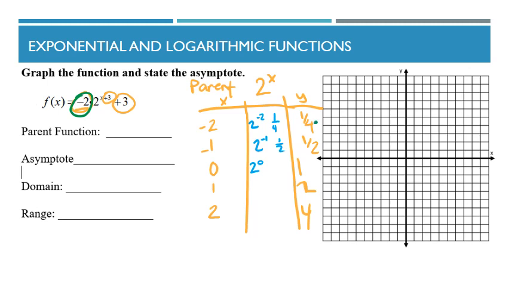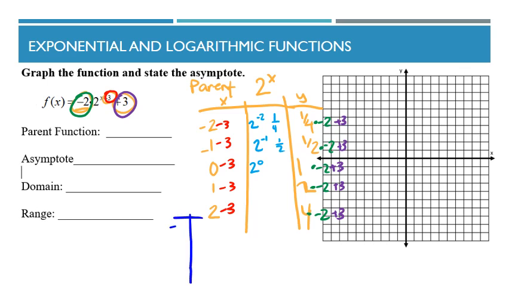-2 out front, so multiply your y's by -2. Then you've got a +3 with your x, so I'm going to subtract 3 from all my x's. And then I have a +3 as my vertical shift, so let's add 3 to my y values. All right, let's make a final table here.